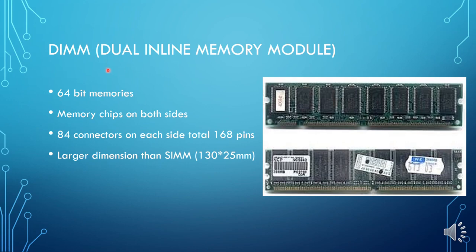Then next is DIMM. It is 64-bit memory, and memory chips are on both sides. You can see this is the front side and this is the back side. On both sides there are RAM chips. So 168 pins were there in all, and the dimension is larger than SIMM.